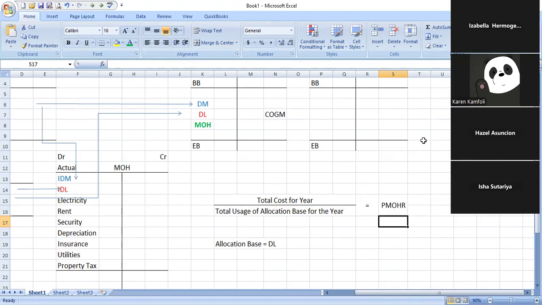Now I can start applying the manufacturing overhead. How am I going to do it? For every time I use direct labor, I'm going to multiply direct labor by the predetermined manufacturing overhead rate. So every time the actual direct labor is used, times the predetermined manufacturing overhead rate, it's going to give me the manufacturing overhead that I'm applying. Make sense?